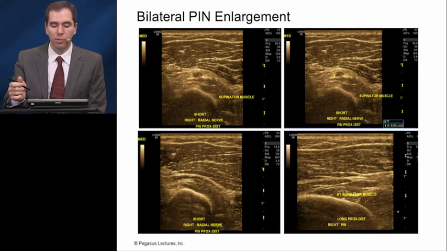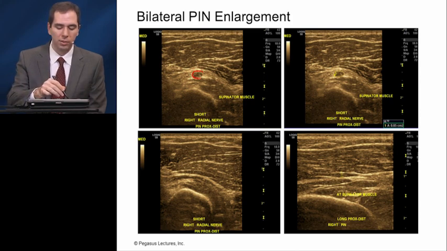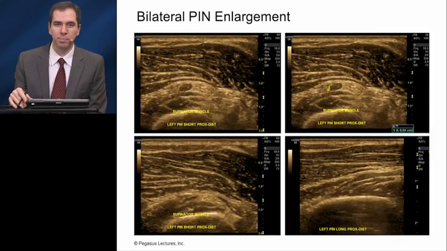So this was a case of bilateral PIN enlargement at the arcade of Frosch at the entrance to the supinator. So first we'll look at the right side. The right side is enlarged. We've lost fascicular architecture. We get a cross-sectional area measurement. You can also measure the AP dimension. That's been cited in the literature. And then at the supinator muscle, we can see that it becomes more flat, and the long axis image demonstrates the enlargement with the progressive narrowing of the nerve at the supinator muscle entrance.